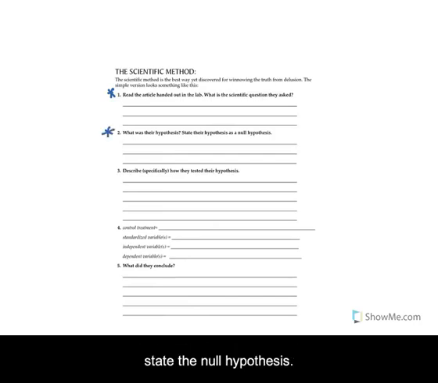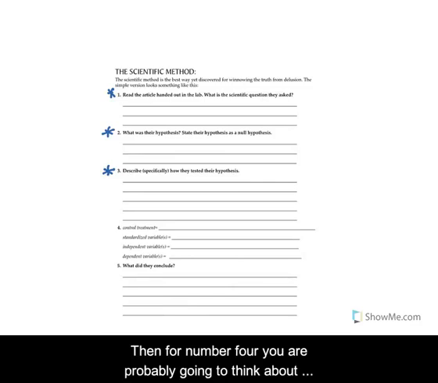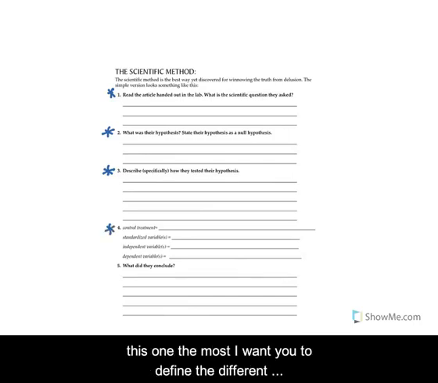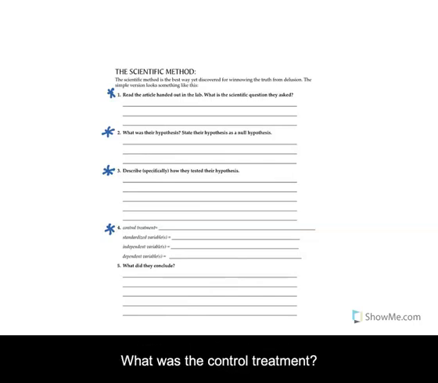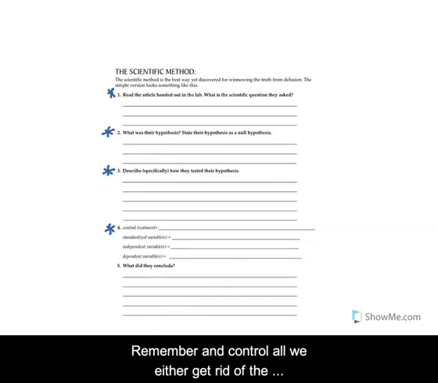State the null hypothesis. I want you to describe how they tested, briefly, how they ran their experiment. Then, for number four, you're probably going to think about this one the most. I want you to define the different variables as well as the control in this experiment. What was the control treatment? Remember, in control, we either get rid of the independent variable or standardize it. So you're going to have to think about that for this experiment.